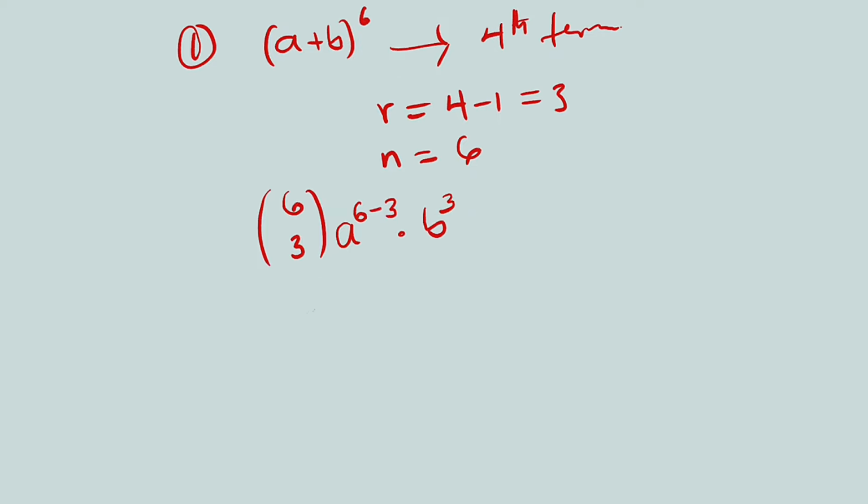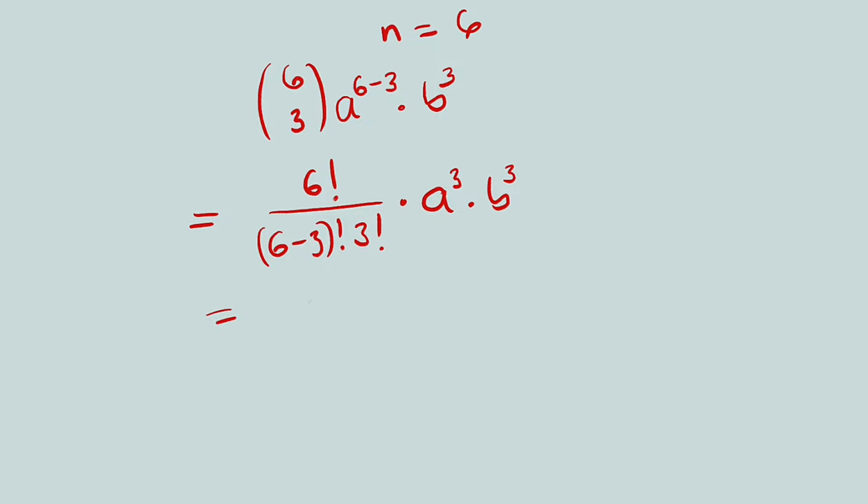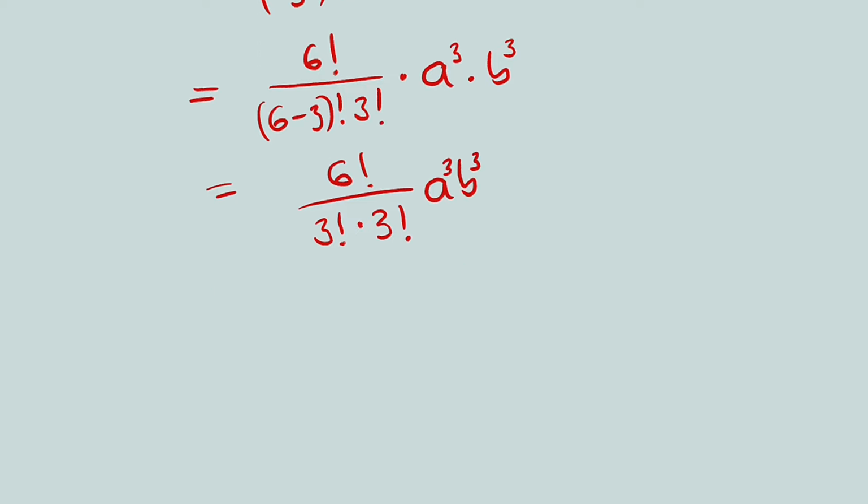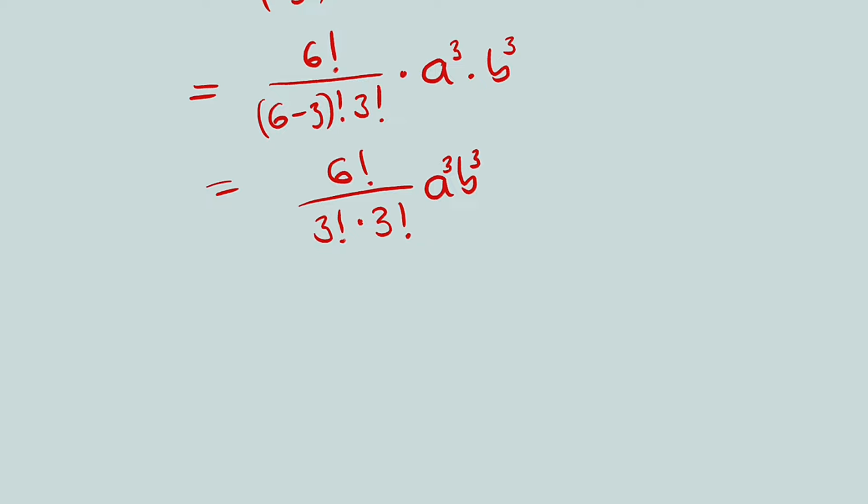6 combination 3 is 6 factorial divided by 6 minus 3 factorial, then 3 factorial, multiplied by a to the power of 3, because 6 minus 3 is equal to 3, multiplied by b to the power of 3. This is equal to 6 factorial divided by 3 factorial, multiplied by 3 factorial, a cubed, b cubed. All right, now let us simplify the factorials.